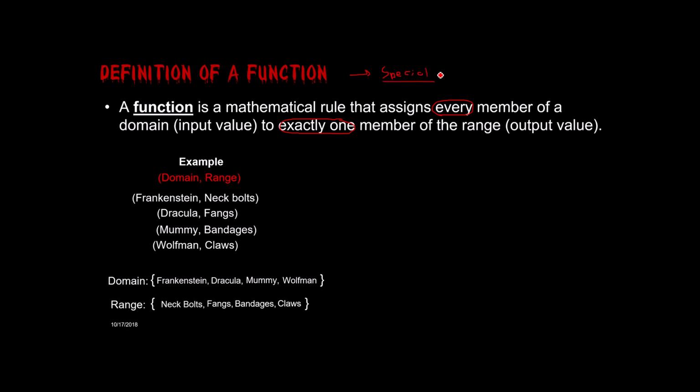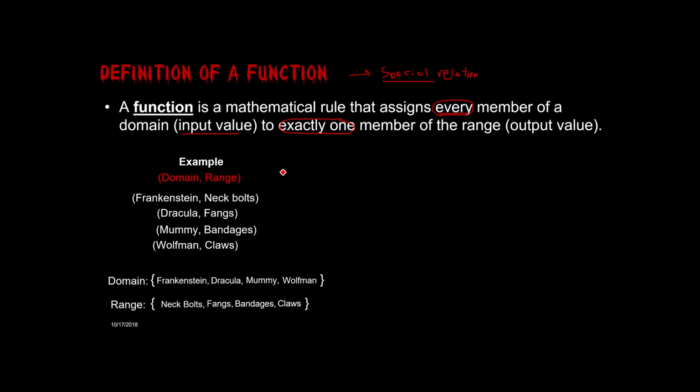It's a special relation. This is hard to do with a mouse. A special relation, because not only is it two things connected, but they're connected in a very specific way. Every item or member of the domain, remember that's the first value or the input value, has to match to exactly one member of the range.